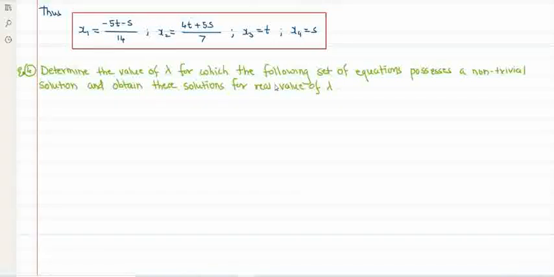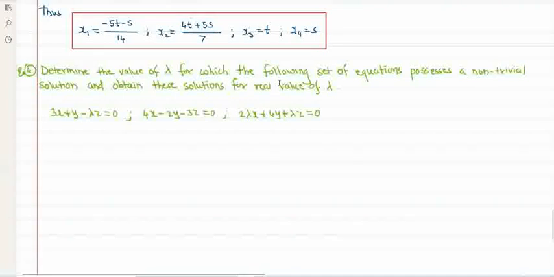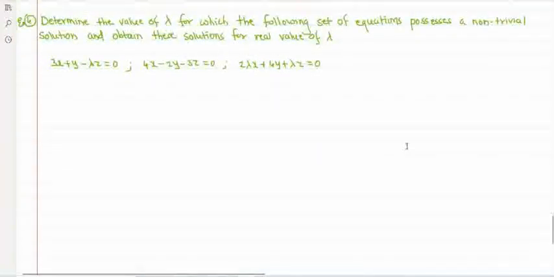Now the equations are: first equation, 3x plus y minus lambda times z is equal to 0. Second equation, 4x minus 2y minus 3z equal to 0. Third, 2 lambda x plus 4y plus lambda times z is equal to 0. In the same manner, I will explain an alternative method. First I will write the given equations in matrix form.